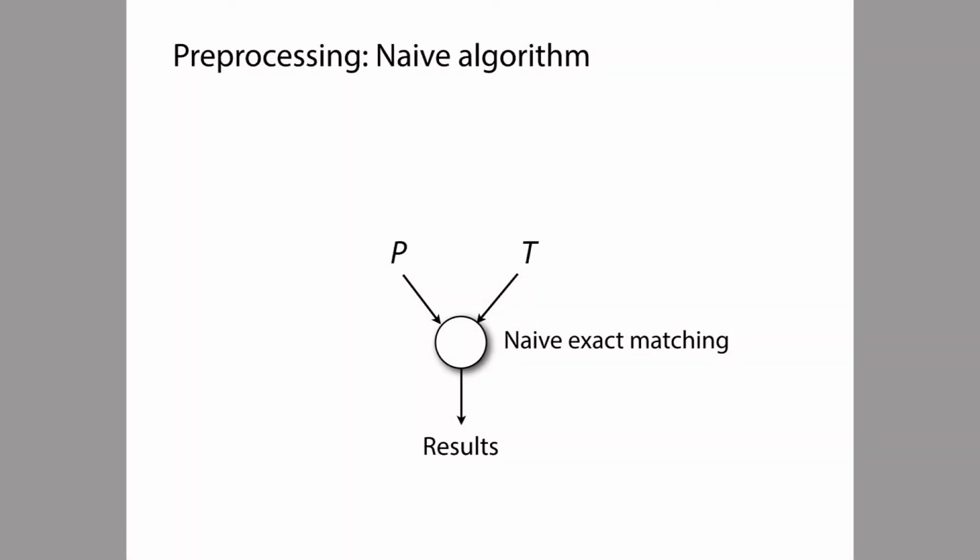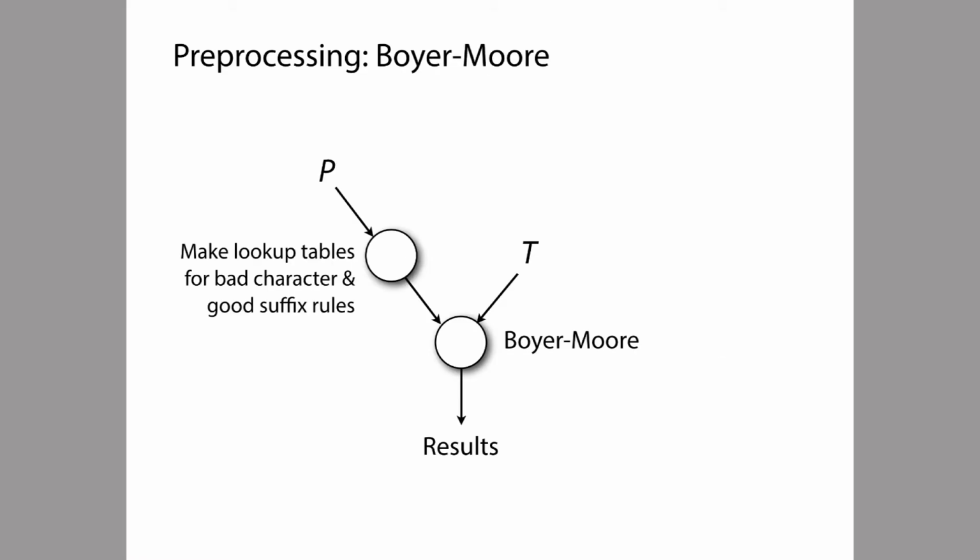So the naive exact matching algorithm did not use pre-processing, right? If you give me a pattern P and a text T, I can run the exact matching algorithm. But if you give me a pattern P today, but no text, you say, I'm going to give you the text tomorrow, there's nothing for me to do until you eventually do give me the text. With Boyer-Moore, on the other hand, we can pre-process the pattern P. Boyer-Moore is an algorithm that pre-processes the pattern P.